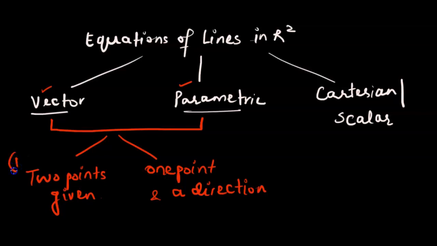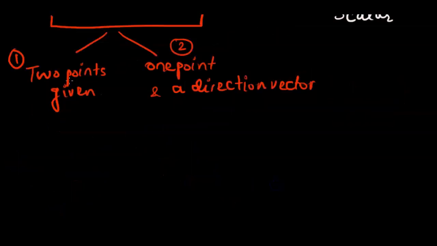The first condition is that either we should have 2 points given, or we should have 1 point and a direction vector given. We already know what a point and a vector are. If you want to refresh your memory, you can watch the previous unit videos, that was Introduction to Vectors. But here we will discuss what a direction vector is.